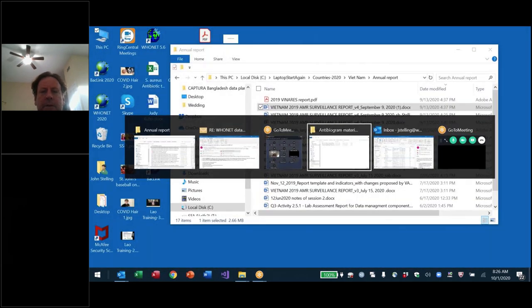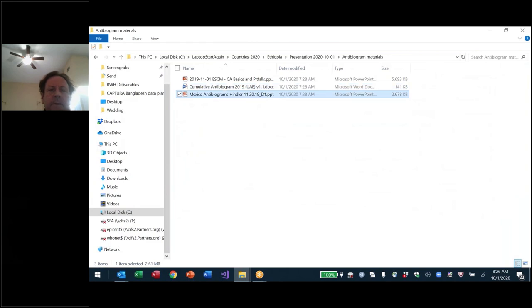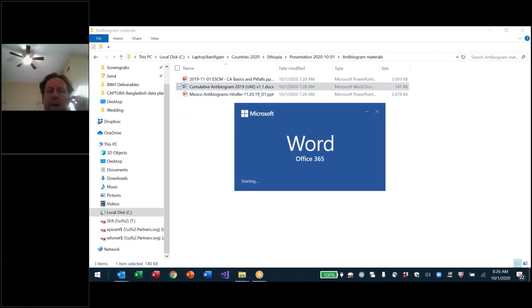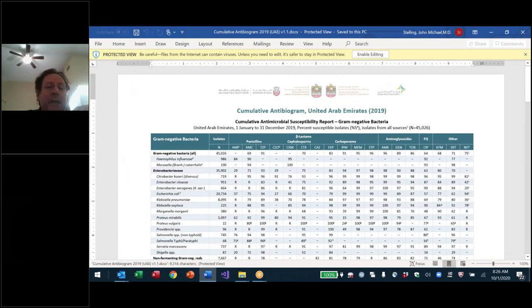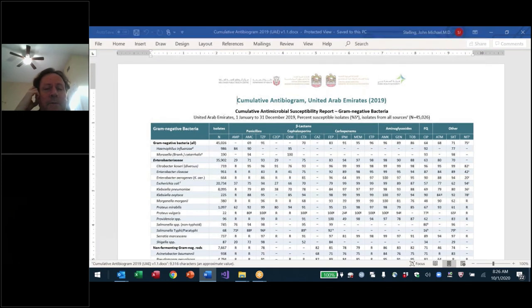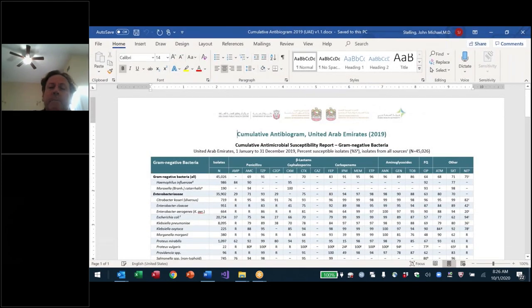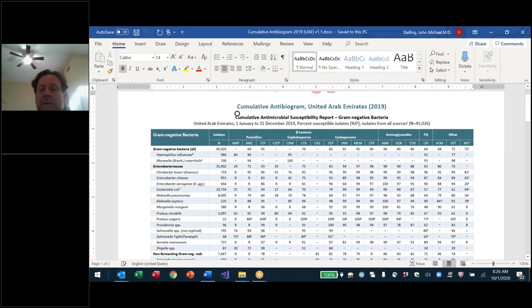Okay, good. So Fern sent six documents. Three of the documents are about antibiograms. I'm going to start, first of all, with this Word document, the cumulative antibiogram. This is from the United Arab Emirates. One of our best beta testers or evaluators, or persons recommending new features, is Jens Thompson from Abu Dhabi. Well, he's from Germany, but he's been in Abu Dhabi for about 13 to 15 years.